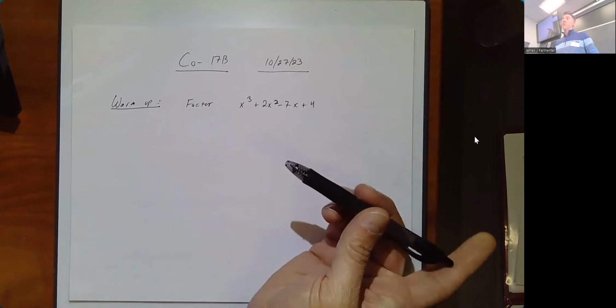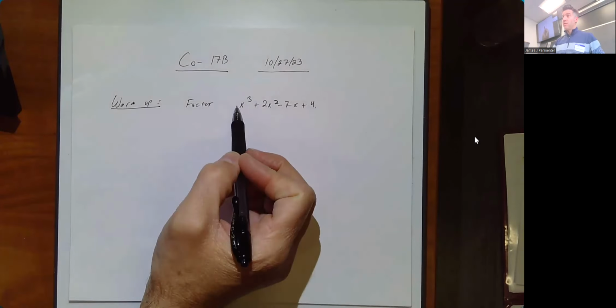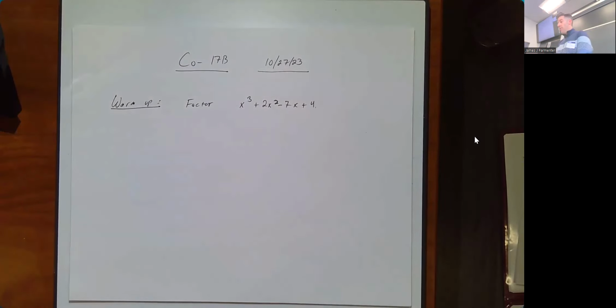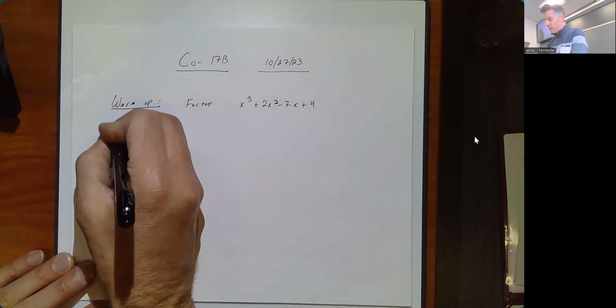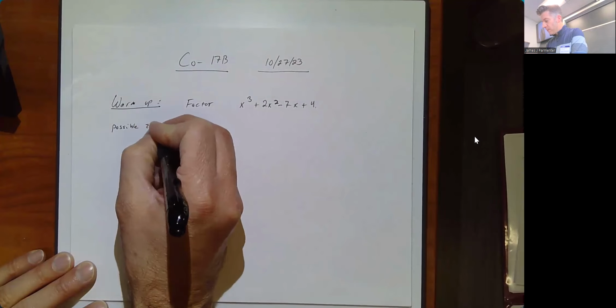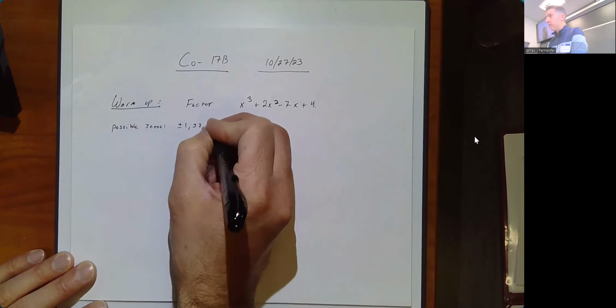The theorem is actually a little more complicated than that. It says they have to be a factor of this divided by a factor of the leading coefficient. But since the leading coefficient is 1, that doesn't really change anything. So the possible zeros of this polynomial, it's actually called the rational zeros theorem, in case you care, are plus or minus 1, plus or minus 2, plus or minus 4.